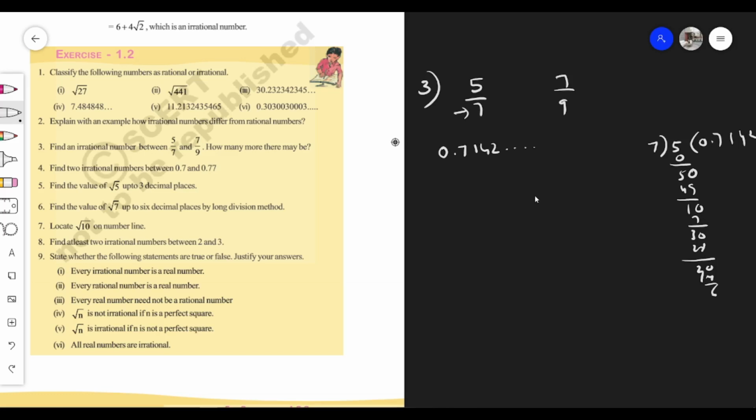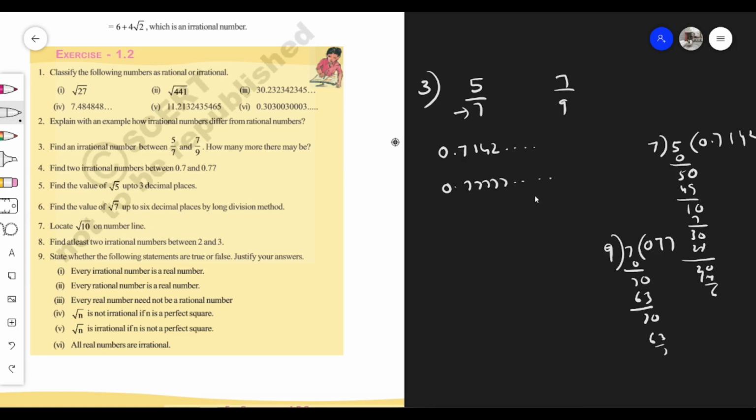Second one, 7 by 9. 7 by 9, how to change? Divide 7 by 9. 9 7s are 63, 7, 9 7s are 63, 7, like that.